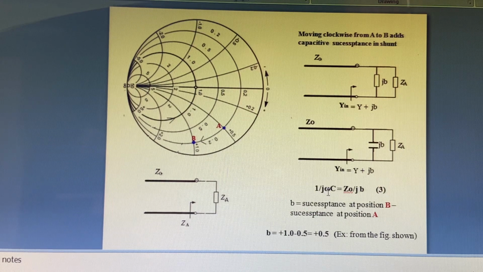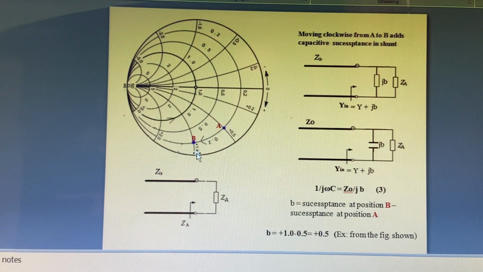In the equation, 1 by j omega C is equal to Z0 by jB. Here B is the susceptance, and we have to find the value of B. Omega is 2 pi f, and Z0 is the characteristic impedance of the transmission line. To find the value of B, you should take the susceptance at position B minus the susceptance at position A.